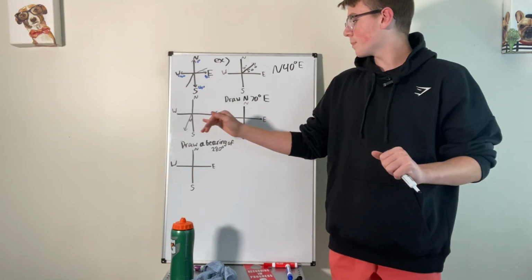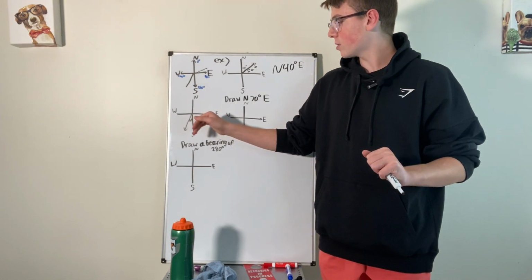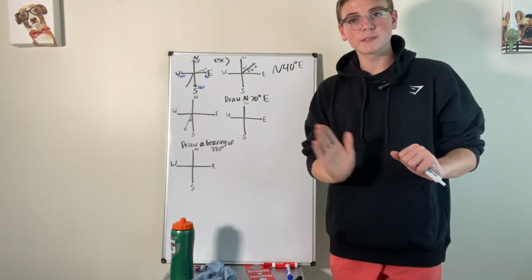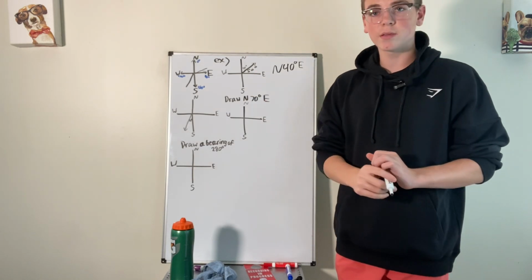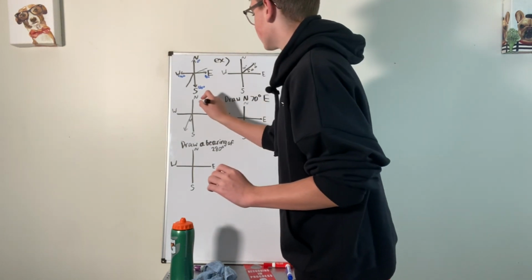Okay, next example is down here at south. It's 10 degrees coming off south going west. So it's south 10 degrees west.